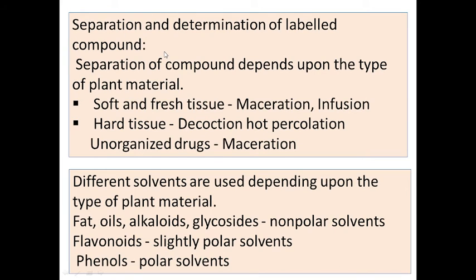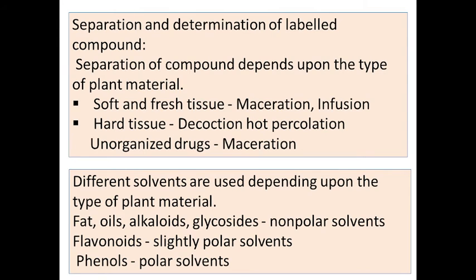The percolation method is also modified into a series of percolators. One percolator is attached to another, and in this way a series of percolators are attached, and you can add the menstruum to any percolator and collect the product from any percolator, because they are all attached to one another. In this way it reduces the time of percolation, and a more concentrated extract can be collected from this modified percolation method.